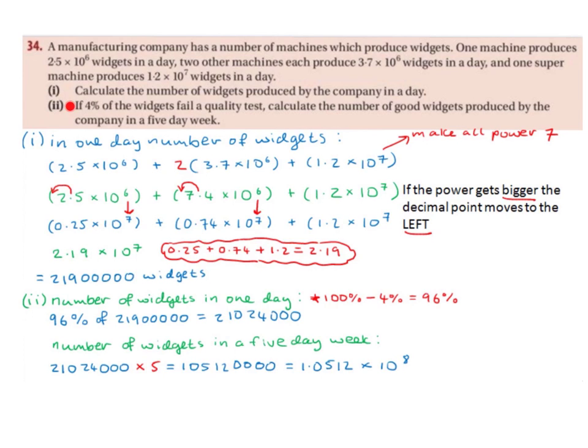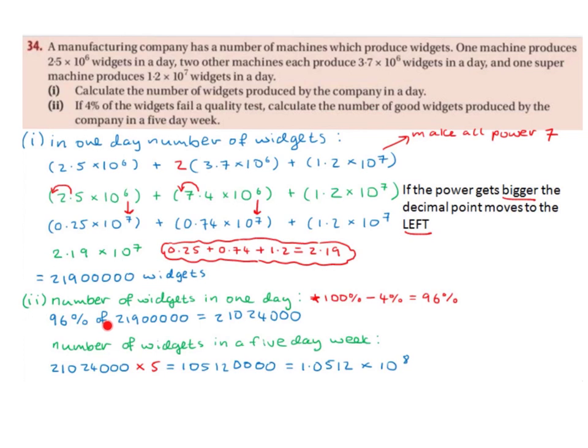Next part of my question said, if 4% of the widgets fail a quality test, calculate the number of good widgets produced by the company in a 5-day week. So another way of saying the number of good widgets is by saying the number of widgets that passed the quality test. So if 4% of the widgets fail, then 100% take away 4% will leave us with 96%, and that would be the number of widgets that pass the quality test. So that would be the number of good widgets. So what we have to do is get 96% of the number of widgets produced in one day. And that's the number that we got in part 1.